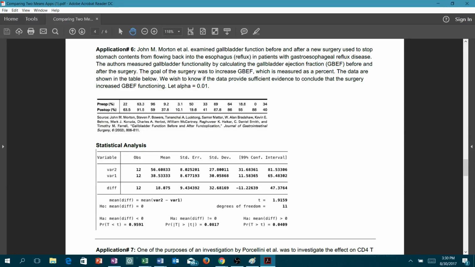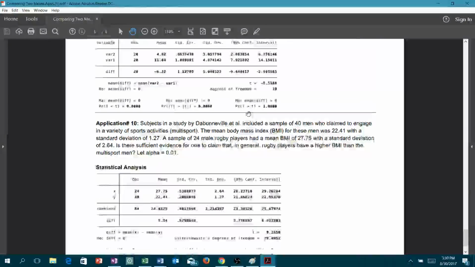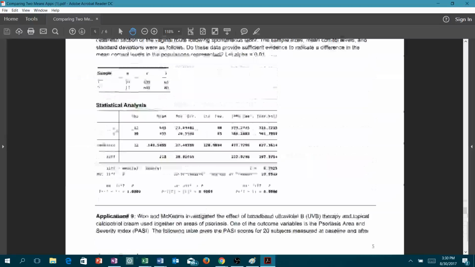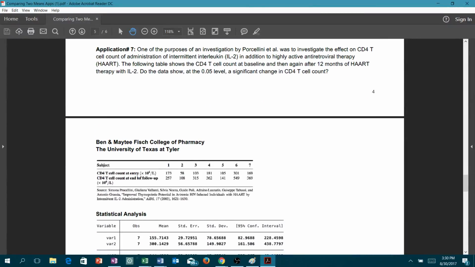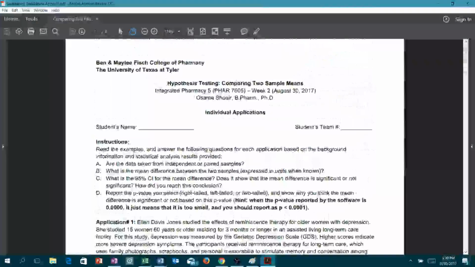0.001. Oh, we can't say that the surgery was successful. Basically, the surgery doesn't reduce. The data was not sufficient to support the conclusion, because it says they wish to know if the data provides sufficient evidence to conclude that. I just said it wasn't sufficient. To prove what? That the surgery increased.